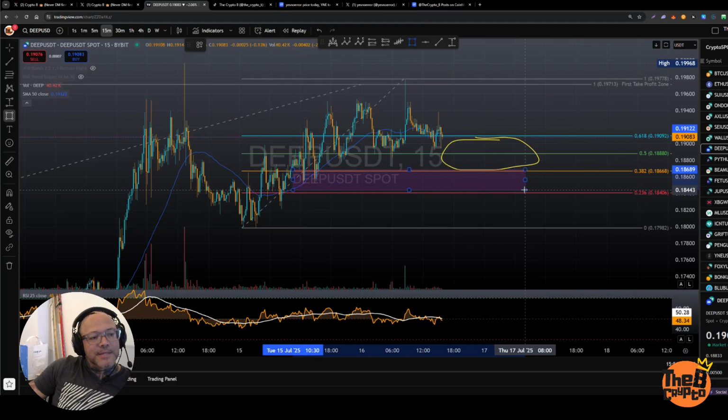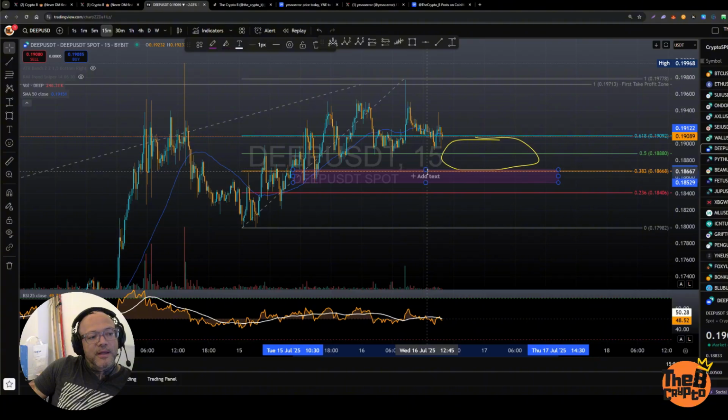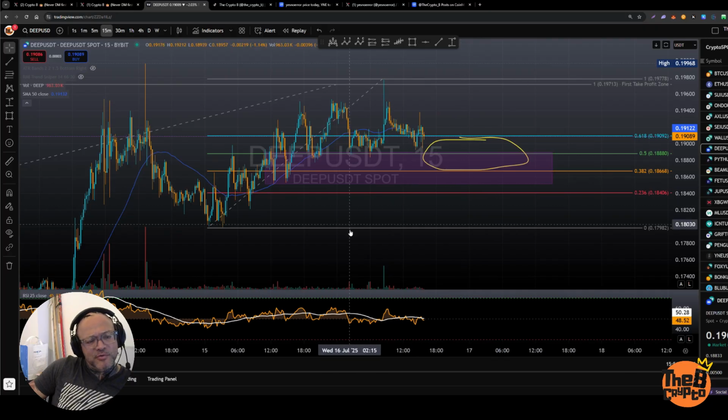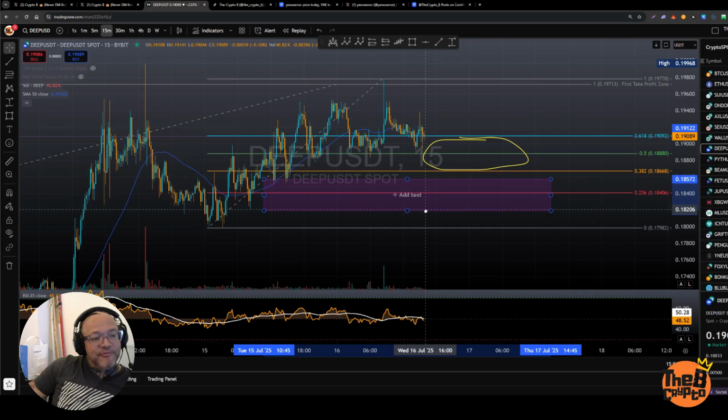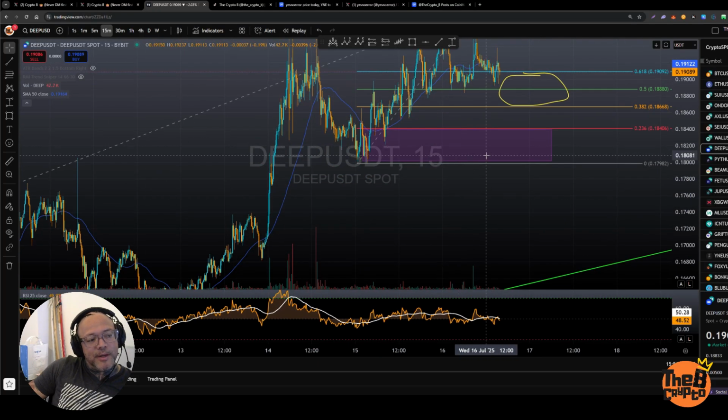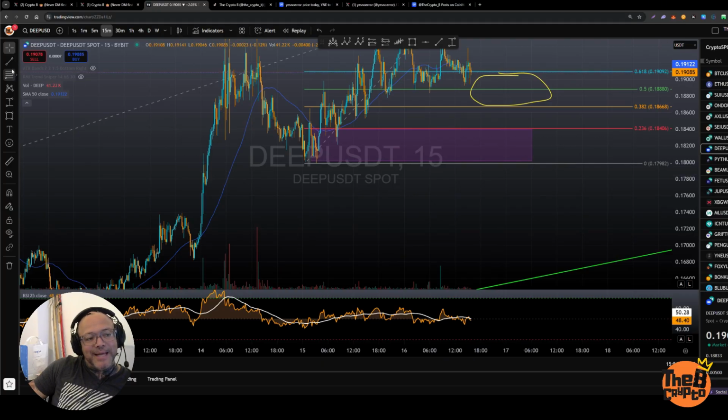I could see it come down to this zone over here, and if it does come down to this zone, then I would have a better entrance. But if you don't mind that, and if it does go through this, then of course maybe wait a little bit like this, and then buy the dip.